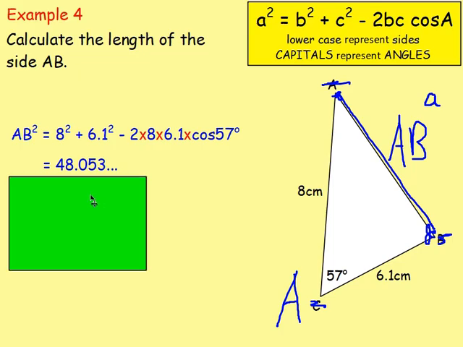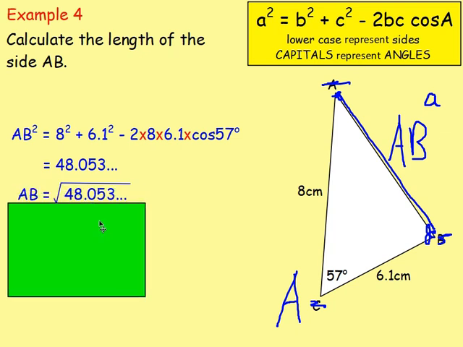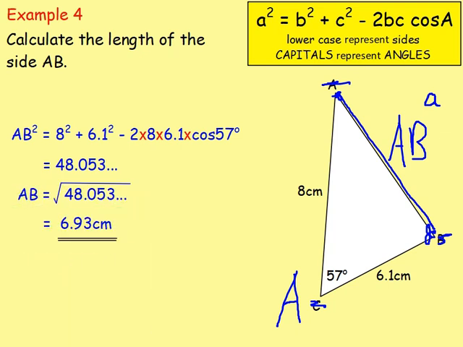Put it into your calculator and you get 48.053 and a string of decimals. Keep that string of decimals on your calculator. Hit the square root button or inverse something, whichever way it works in your calculator, to get the square root of that. And AB then works out to be 6.93 centimetres to a couple of decimal places.